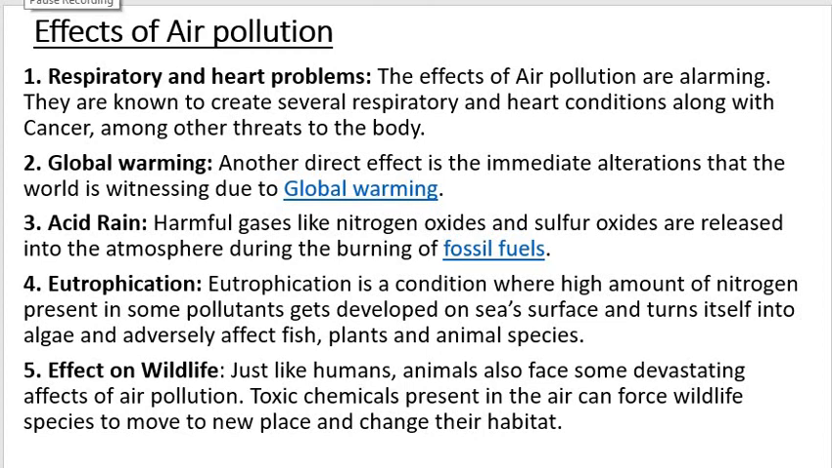Next is about the effect on wildlife. Just like humans, animals also face some devastating effects of air pollution. Toxic chemicals present in the air can force wildlife species to move to a new place and change their habitat. The toxic pollutants deposit over the surface of the water and can also affect sea animals.